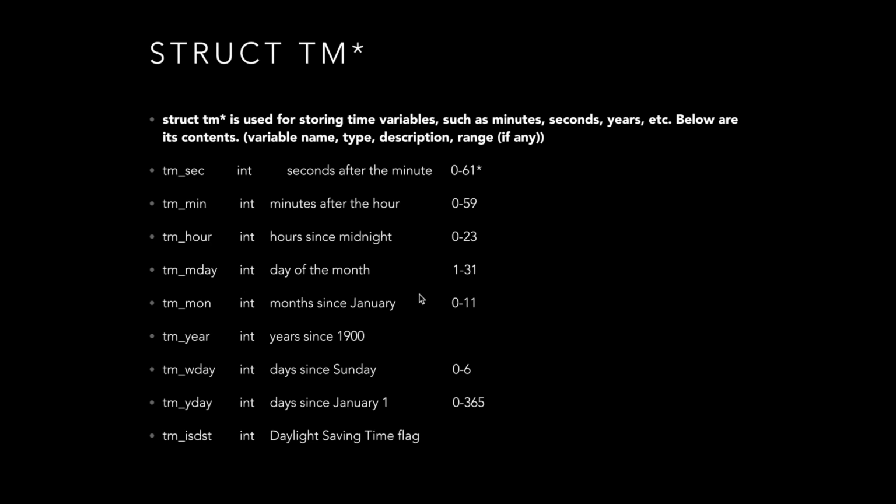There's days. This is days of the month, so 1 to 31. This is your month, so the amount of months since January. So this won't be 1 to 12, it's 0 to 11. You'll find that in programming if you're new. This is the year, so year since 1900.